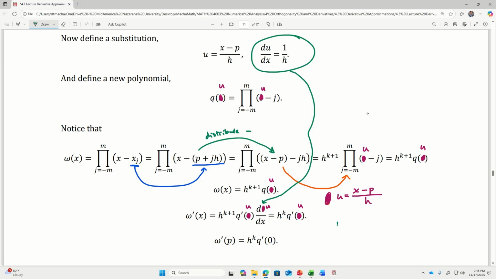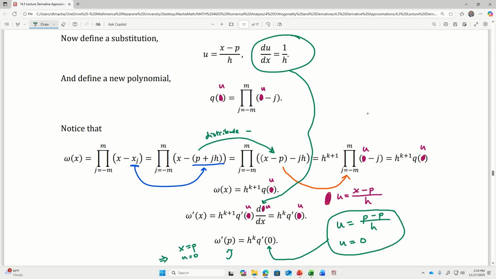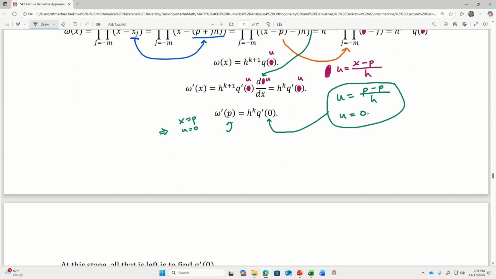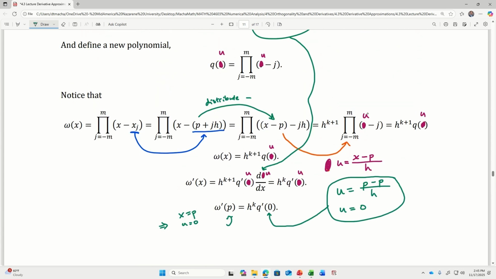Again, because if I plug in x equals p, then u is equal to 0. And instead of having q of u, or q prime of u, we're going to have q prime of 0 when I plug in x equals p. x equals p implies u equals 0. So you can already tell where the h to the power k comes in, right?